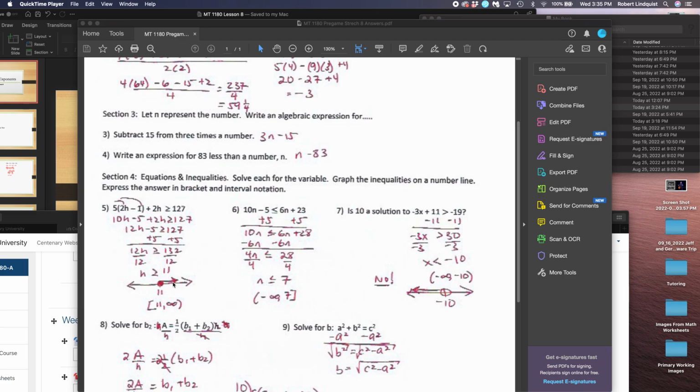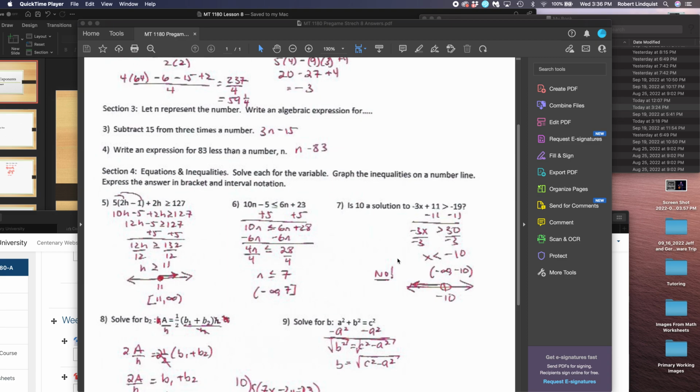Remember, if the arrow points to infinity, it's all infinity, whether positive or negative, is always a parenthesis, because you cannot equal infinity. Always a reason for things in math. Nothing's ever random. Business as usual over here in the other ones, typical steps. Number 7, is 10 a solution? No, because the solutions are from negative infinity to -10. That is to say, less than or equal to -10. And 10 is not less than or equal to -10.